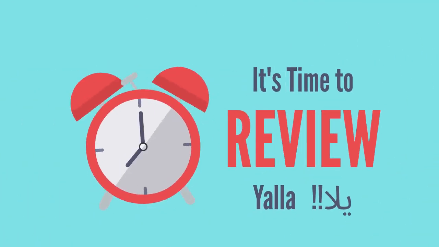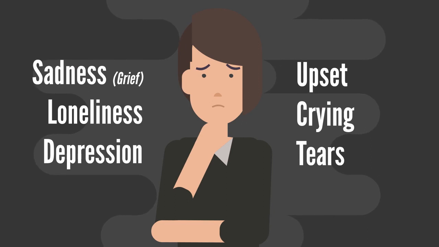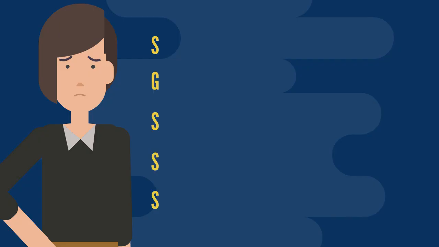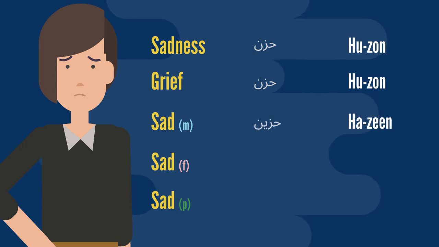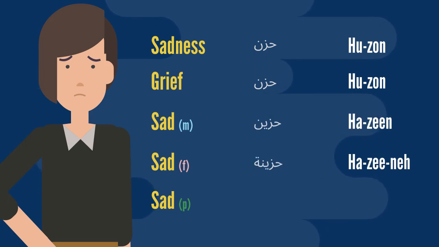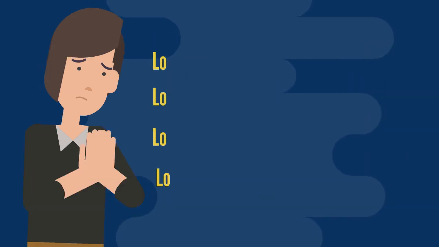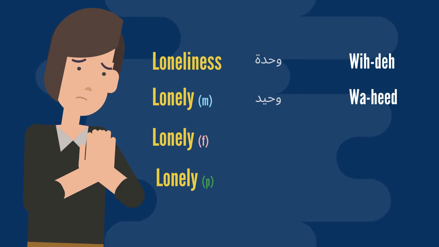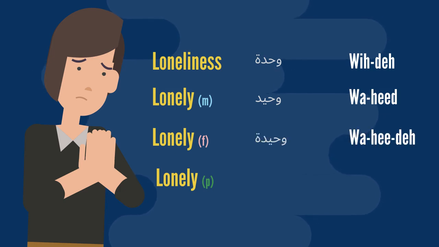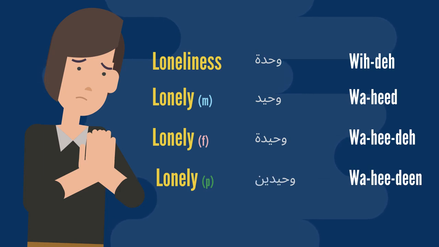Now it's time to review. Yalla. We'll start with sadness, حزن. Grief is also حزن. Sad for male, حزين. For female, حزينة. In plural, حزنة. Loneliness, وحدة. Lonely for male, وحيد. For female, وحيدة. In plural, وحيدين.